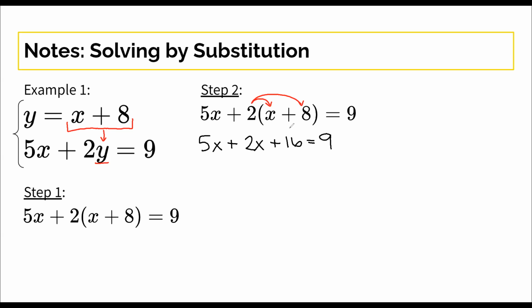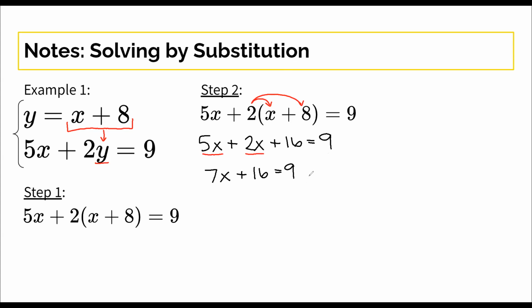Focusing on the side with variables, the next thing that I see are 2 like terms. 5x and 2x, they both have an x in them. We need to combine those like terms before we can start moving stuff from one side to the other on the equation. So 5 plus 2, that's going to give me 7 x's plus 16 equals 9.